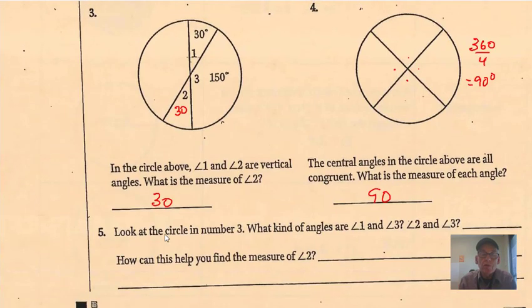For number 5, look at the circle in number 3. What kind of angles are angle 1 and angle 3? If we look at angle 1 and angle 3 here, we can see that these make half of a circle, which is 180 degrees. And we can see that 30 and 150 make 180. So these angles are supplementary, or we could also say linear pair.